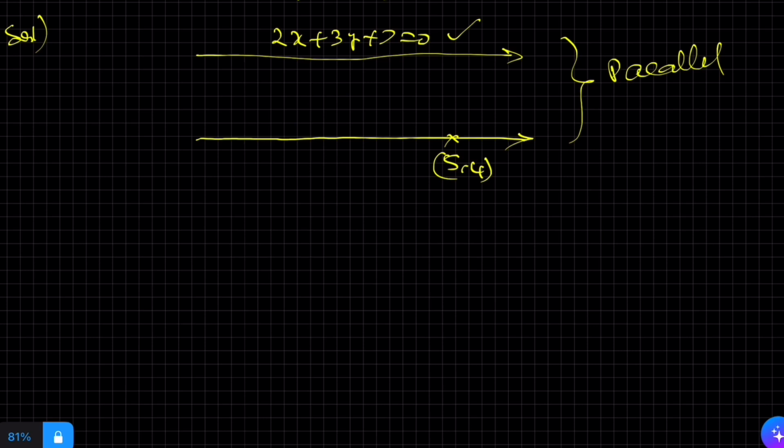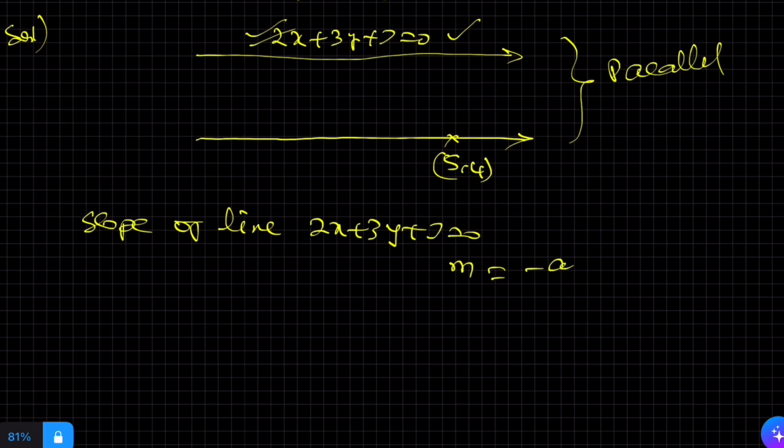So first let me find the slope of the given line, 2x plus 3y plus 7 equals 0. Now how to find the slope of the line? By using m equal to minus a by b. Minus a by b gives you the slope of the given line. So this is the a value, this is the b value, so minus 2 by 3. So the slope of this line is minus 2 by 3.